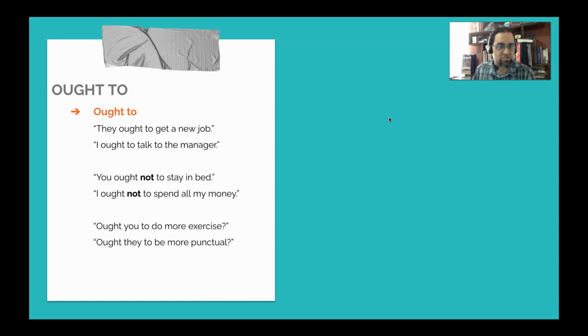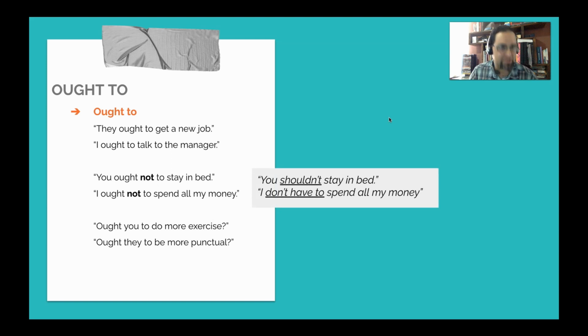You can also use the interrogative form. Ought you to do more exercise? Ought they to be more punctual? That also works in the interrogative form. However, even though this is the grammatical structure to follow, ought to is more commonly used in the affirmative way. If you want to express a negative recommendation, it's better to simply say you shouldn't stay in bed. Or if it is a little bit stronger recommendation, maybe you can go all the way to use have to and say, I don't have to spend all my money. That's not an obligation. I don't have to do that.